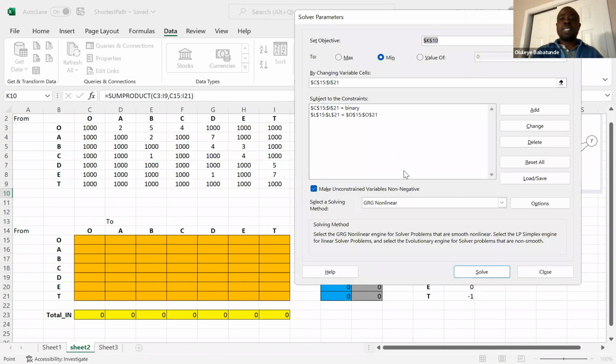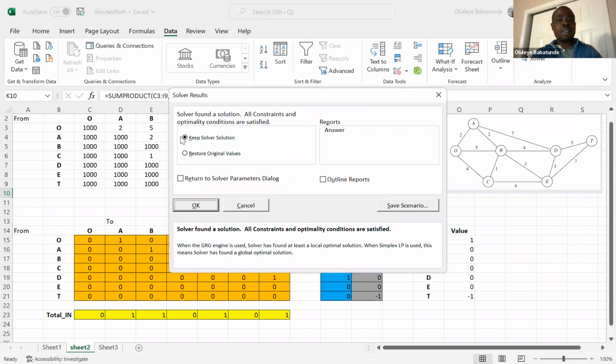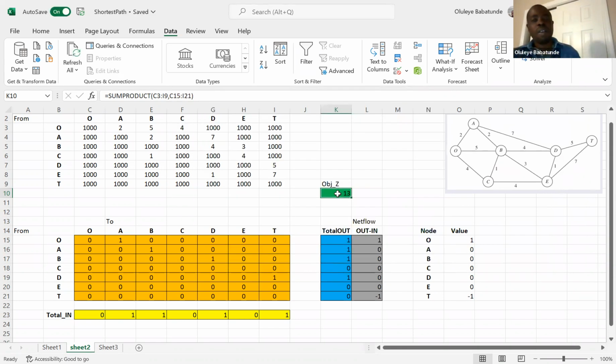Right. Then you make sure this is checked as make my variables non-negative. Okay. And you can pick your solver choice. I can pick simplex LP to solve it. Then I'll click solve. Yeah. So there's a report here that solver has found a solution. And let me say okay and see. Look at the solution right there.